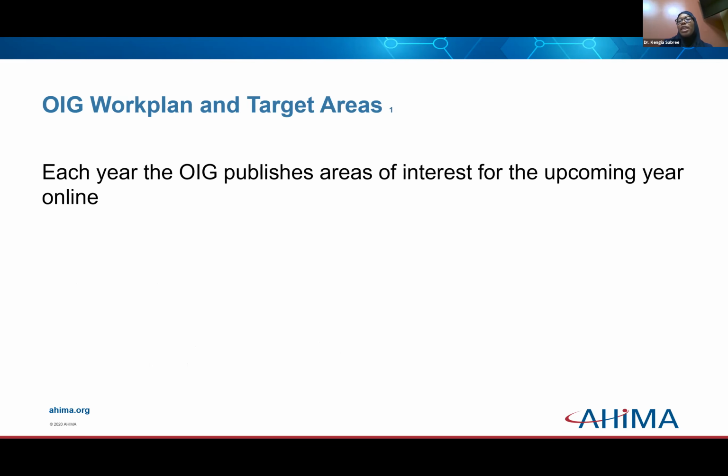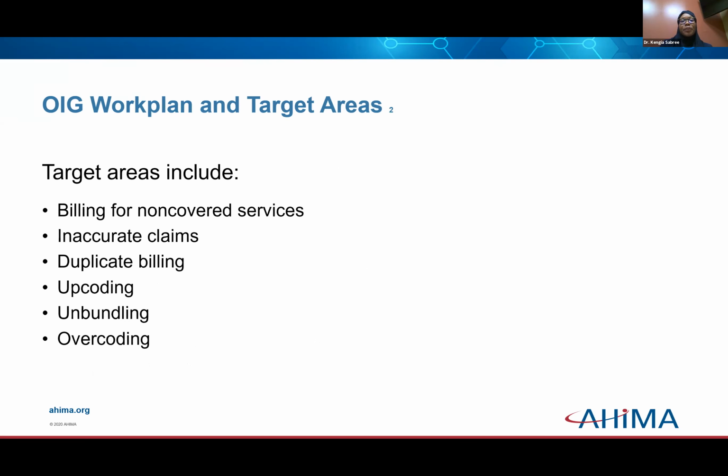Okay. So each year, the HHS OIG publishes the projects that are planned and the areas identified for review. It is advisable to include the OIG work plan items that may be applicable to an organization in the compliance plan, as well as addressing other high-risk areas. So target areas include billing for non-covered services, inaccurate claims, duplicate billing, upcoding, unbundling, and overcoding.